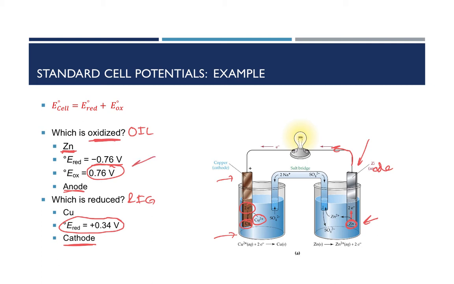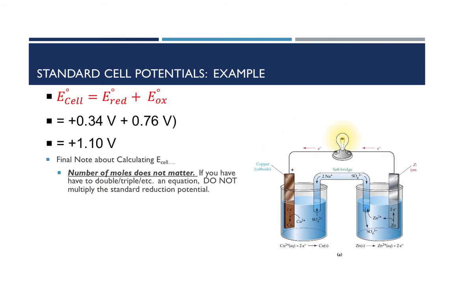All right, so if we take a look at that, we now have E-ox and E-red, so we can figure out the overall potential of this entire cell by taking those two things and adding them together, which is exactly what we did here. So 0.34 volts was the reduction potential for copper. 0.76 volts is the oxidation potential for zinc. We add them together, and we get plus 1.10 volts.